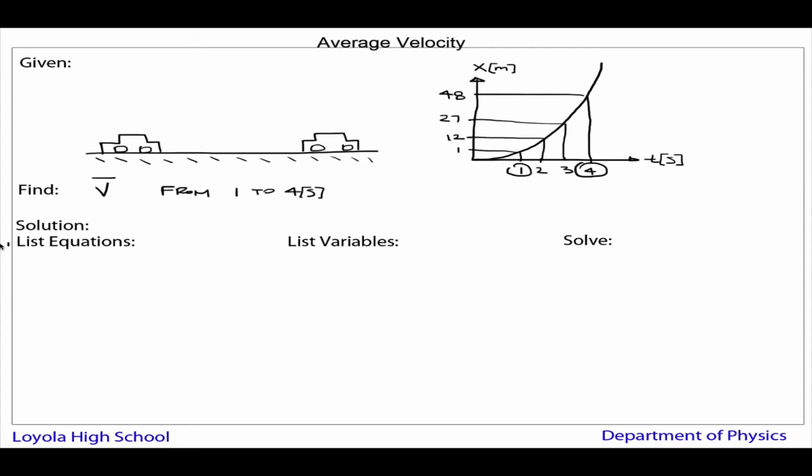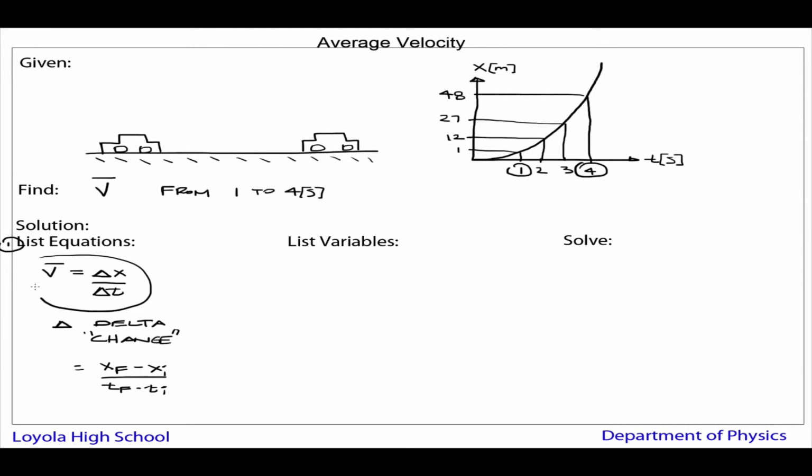Okay, the first step is to list the equation. The equation for average velocity is V bar, the bar means average, equal to delta x over delta t. The triangle is the Greek letter delta, D-E-L-T-A, and it means the change in. In terms of the equation, it's the final x position minus the initial, and time final minus time initial. It's always final minus initial. For the homework, you just have to write down this one. Okay, that's what we need to see.